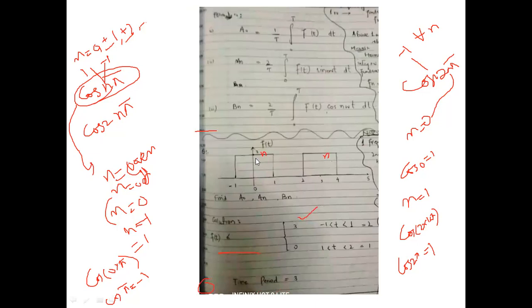So now the second function is an even function. From minus 1 to 1, its value is 3. So f of t is equal to 3 from minus 1 to 1, and this is also part of the cycle. This 0 portion, from 1 to 2, it is equal to 0, so the time period is from minus 1 to 2, which is 3.